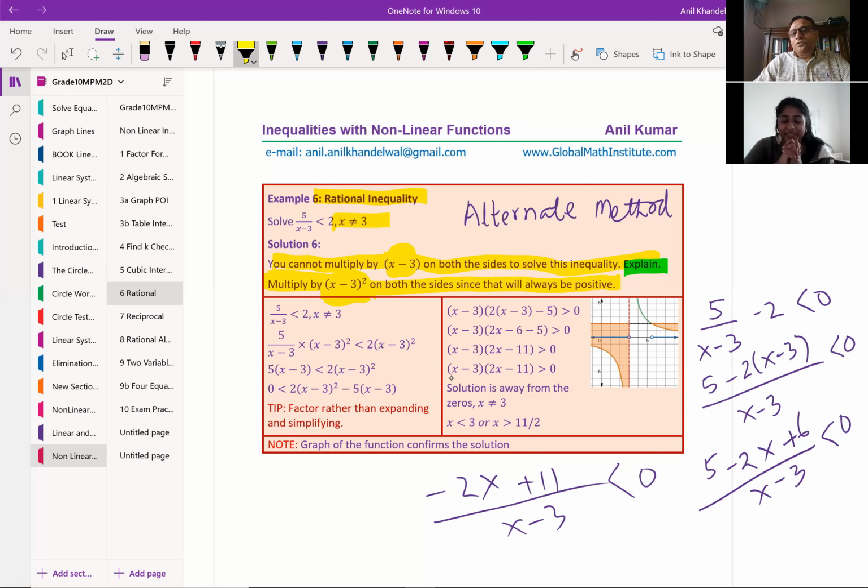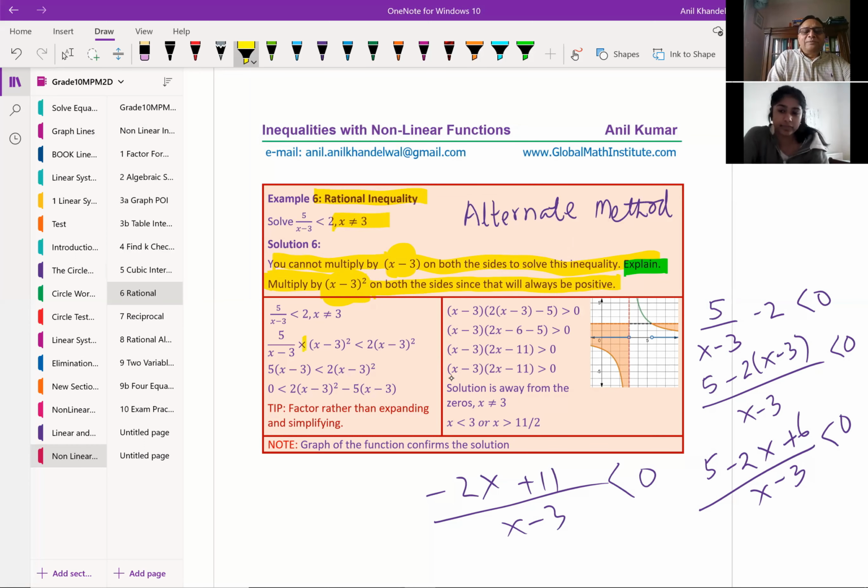So do not go for shortcuts multiplying by a linear function on both the sides, because the linear function can be negative also. Whenever you multiply by a negative, you have to change the sign of inequality, and that makes a huge difference. Therefore, I took up my second method to teach you this concept: do not multiply by x minus 3, but you can multiply by x minus 3 whole squared. It may look complicated, but it is what it is, correct? So that's what I did.